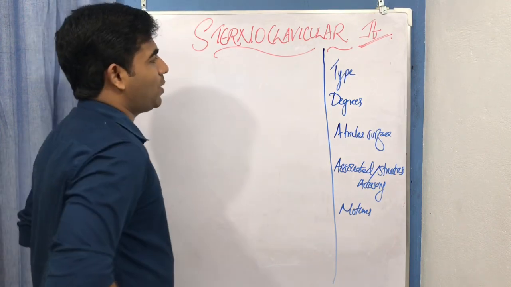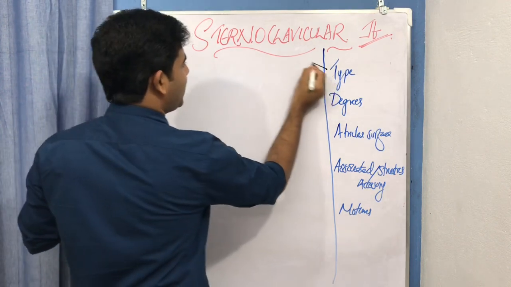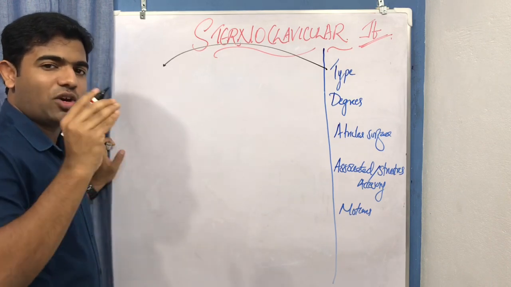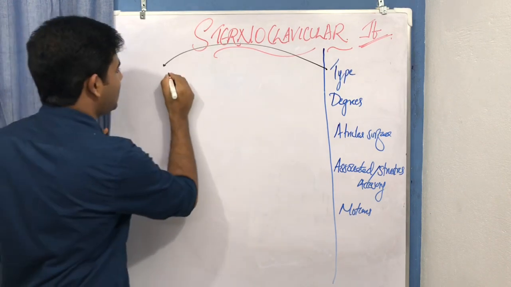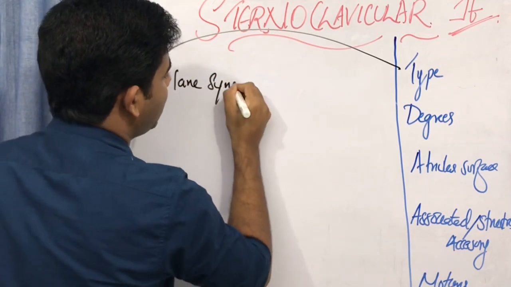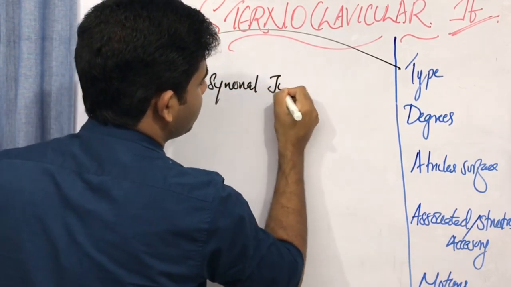Let us examine one by one. First one, what is the type of the sternoclavicular joint? The sternoclavicular joint is a plain synovial joint. What type of joint is it? It is a plain synovial joint.